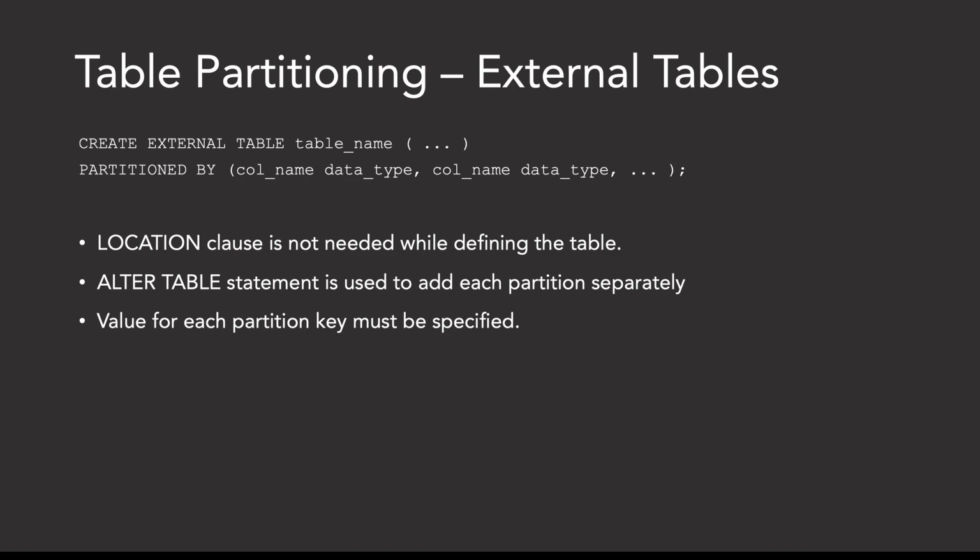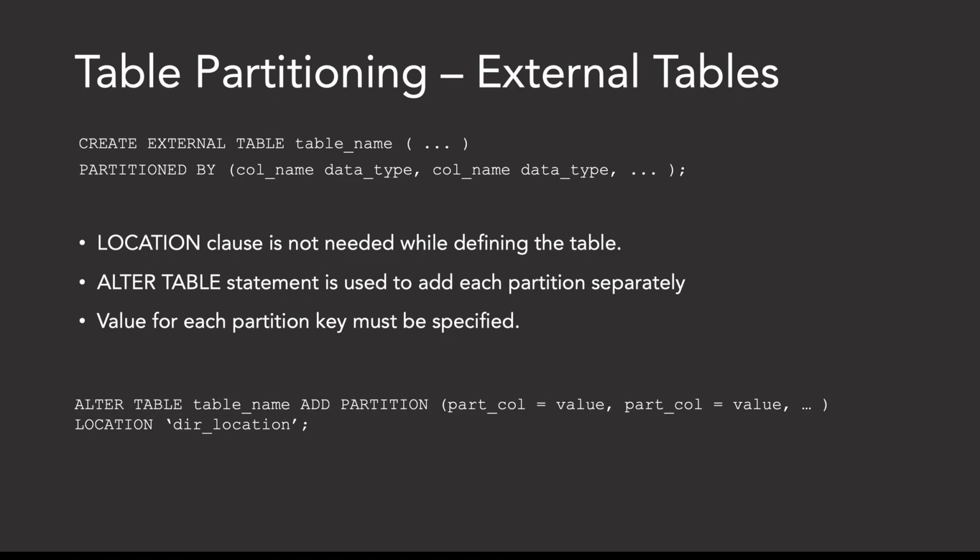So the value of each partition key must be specified, meaning let's say this is the alter table statement. You mention alter table add partition and then you have to mention the partition column and its value, and then you have to add the location. If you have multiple partitioning columns, obviously you have to mention multiple partitioning columns as well. We'll see all these in our demo as well.